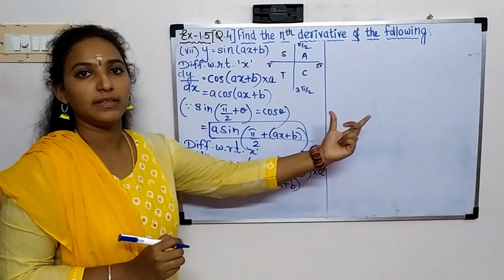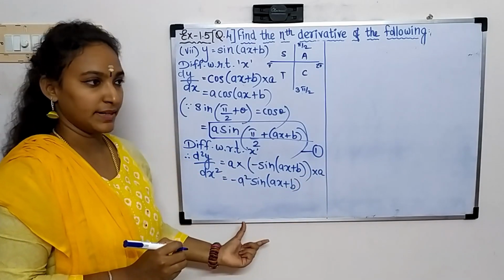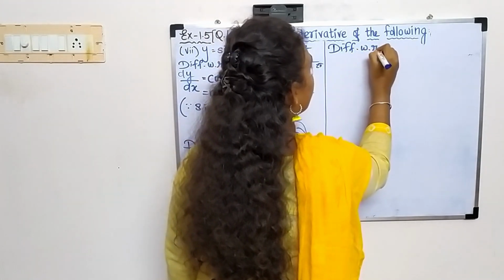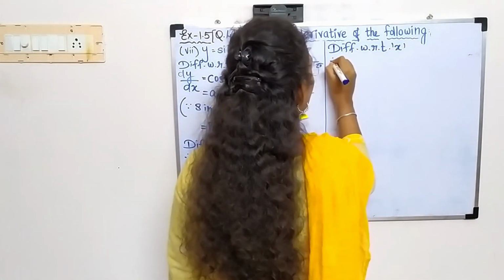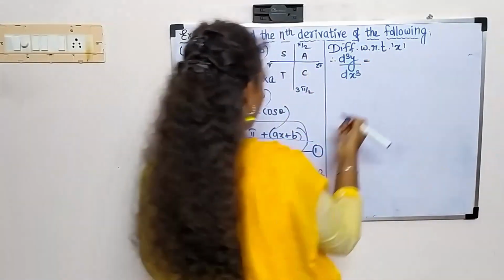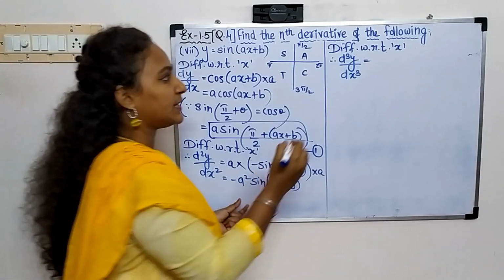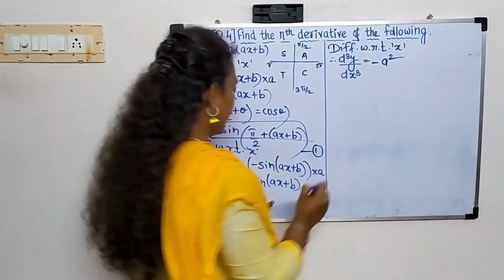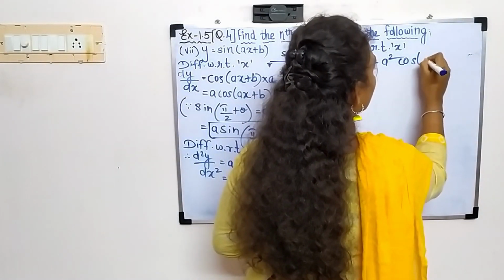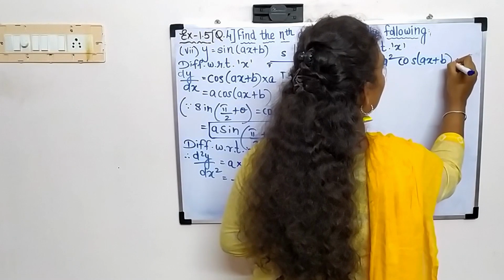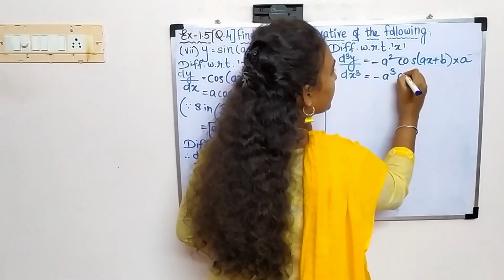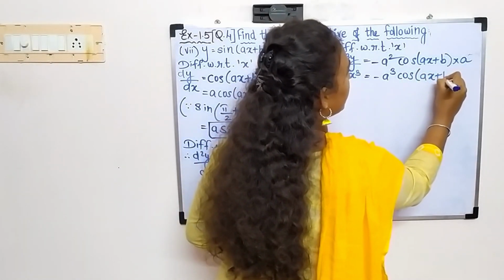Okay, after finding the third order derivative, we'll simplify this. Again differentiate with respect to x. Therefore d cube y upon dx cube is equal to minus a square as it is. Derivative of sine ax plus b is cos ax plus b into a, which is equal to minus a cube cos ax plus b.